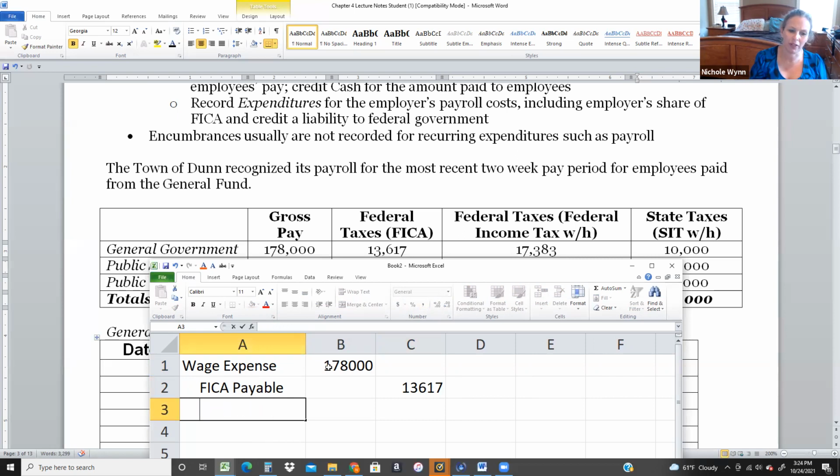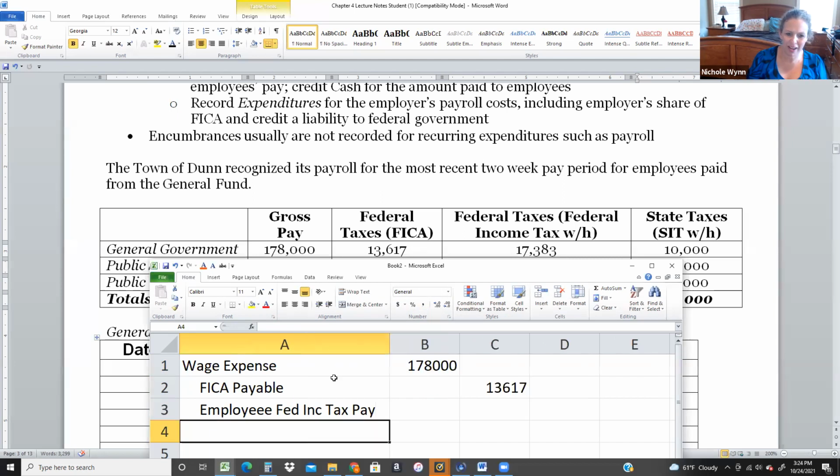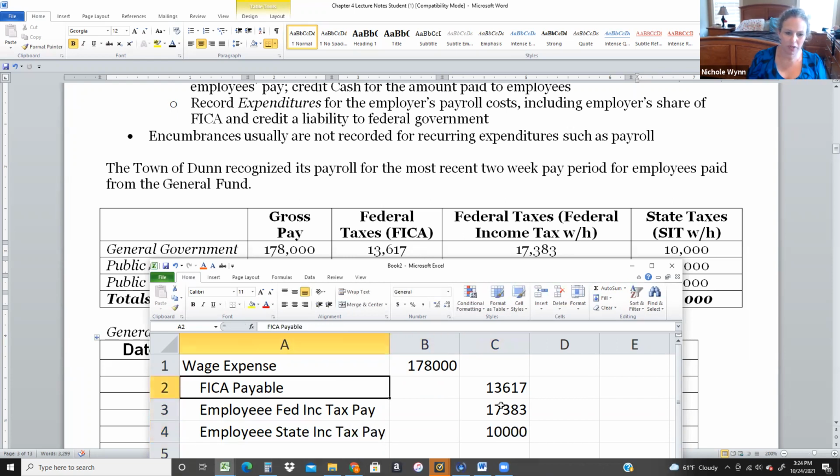We usually put employee federal income tax payable, because this isn't the taxes that we pay on the business's income. It's the employee's portion of federal income tax payable. And then we had an employee state income tax payable, and that's 10,000. And so these are the withholdings on the gross pay. This is just a review of how we did it in financial accounting. And then we would do cash for the net pay.